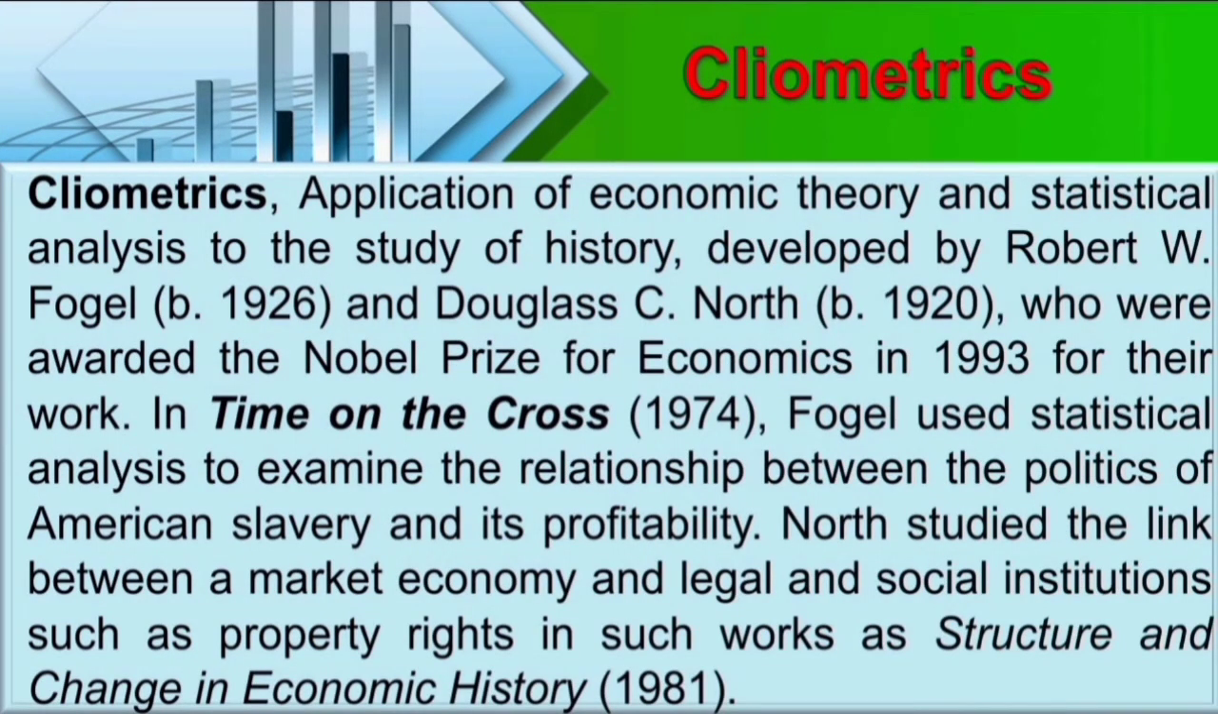Cliometrics. Application of economic theory and statistical analysis to the study of history, developed by Robert W. Fogel, born 1926, and Douglass C. North, born 1920, who were awarded the Nobel Prize for Economics in 1993 for their work. In Time on the Cross, 1974, Fogel used statistical analysis to examine the relationship between the politics of American slavery and its profitability. North studied the link between a market economy and legal and social institutions such as property rights in such work as Structure and Change in Economic History, 1981.